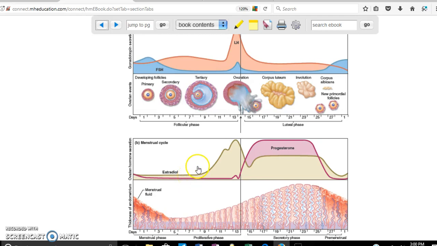Okay, so if we keep looking at the hormones, you can see again during the first 15 days, basically, we're going to have estradiol, estrogens. Then during the last 15 days, we're going to have progesterone. Now, these are hormones produced by the ovaries.